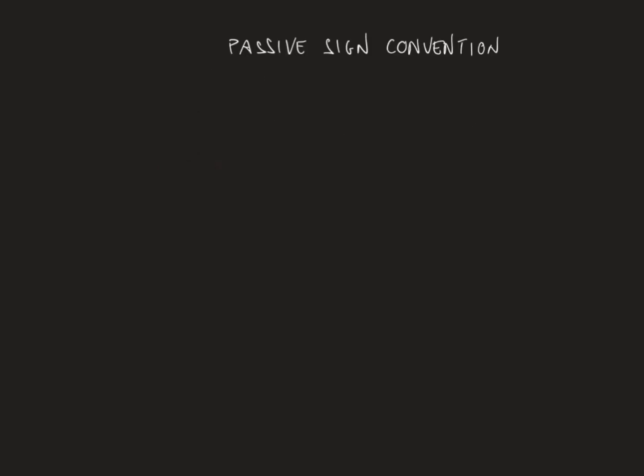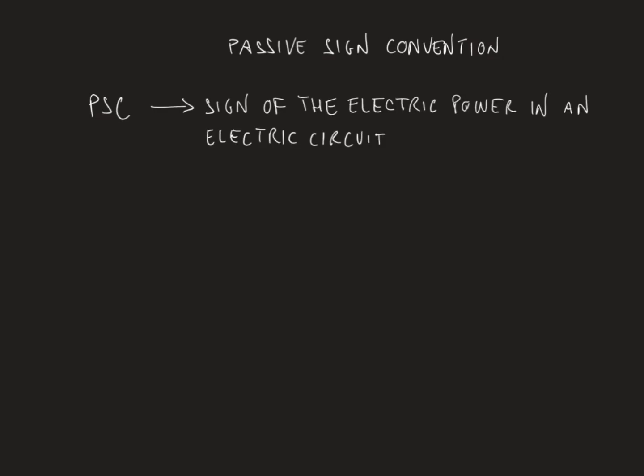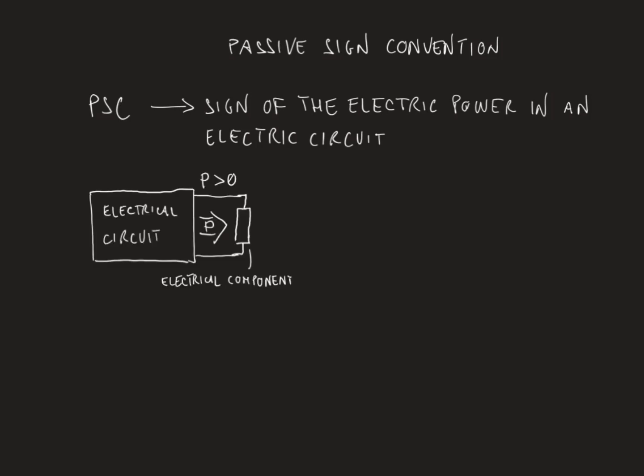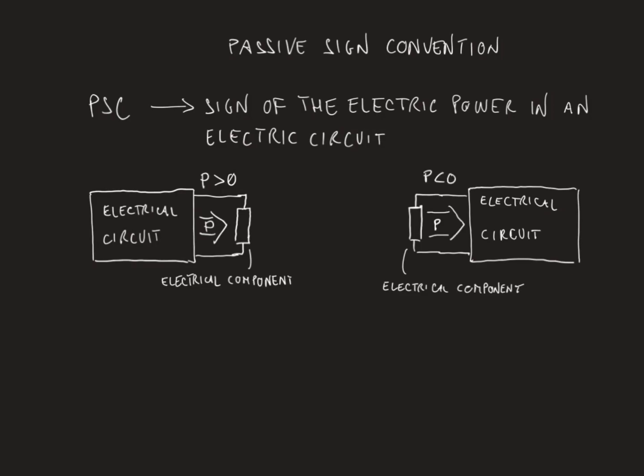In electrical engineering, the passive sign convention is an arbitrary standard rule which is universally adopted by the electrical engineering community for defining the sign of electric power in an electric circuit. Based on this convention, the power flowing out of a circuit into an electrical component is positive, while the power flowing into the circuit from an electrical component is negative.